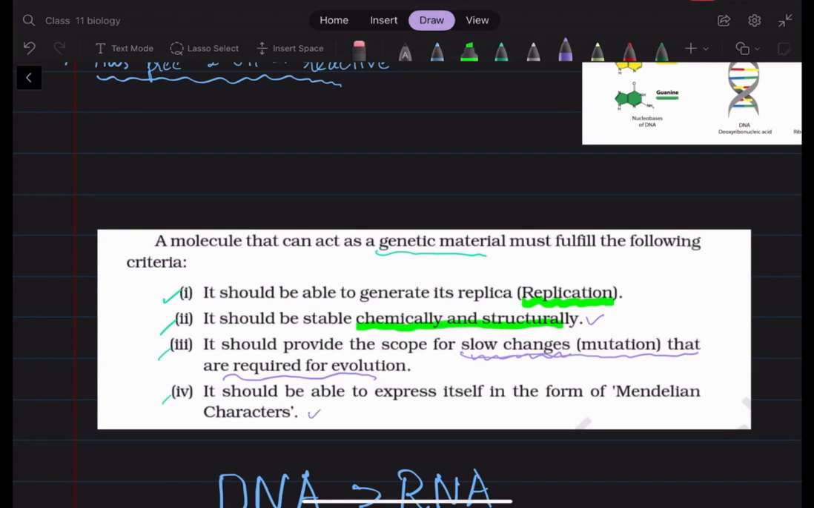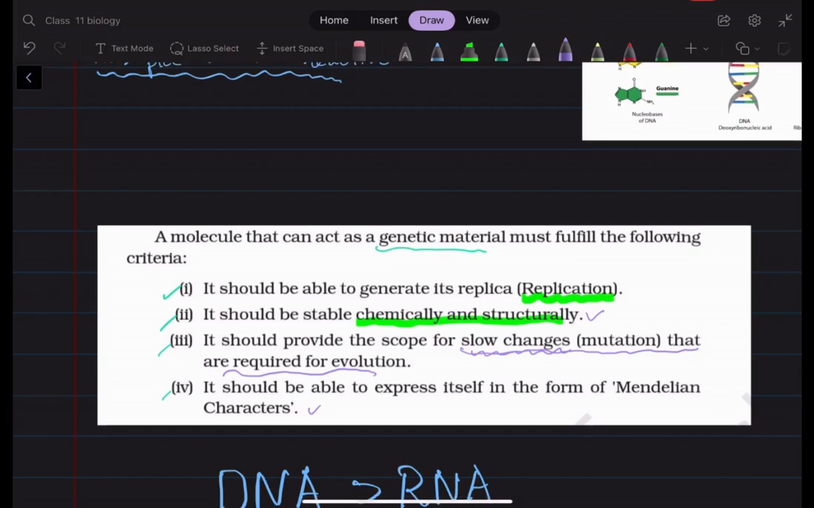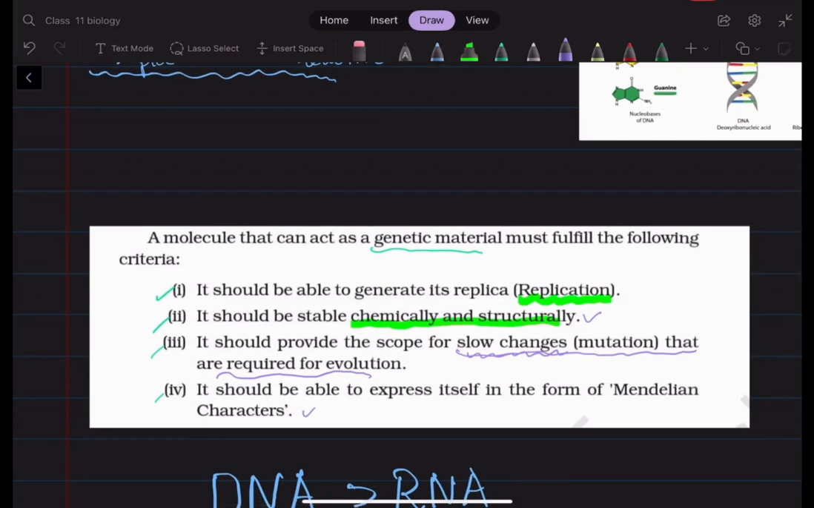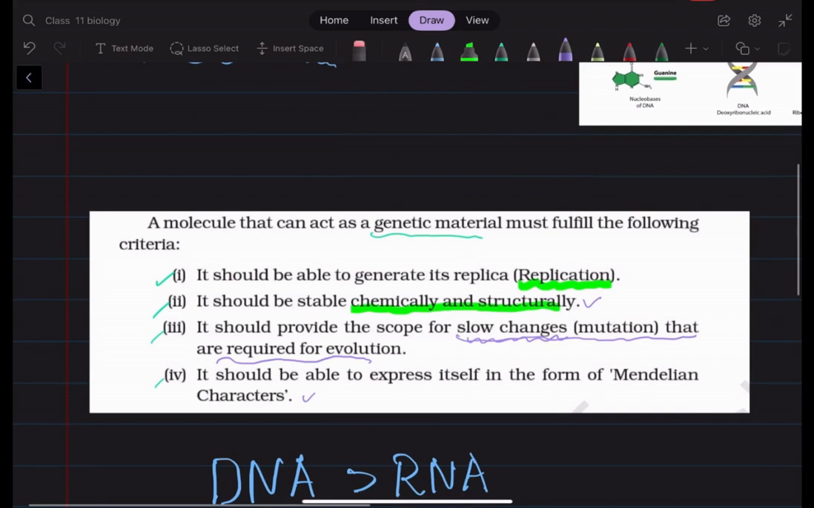Mendelian characters, in the sense, we saw the laws of inheritance and all that, right? When a particular allele expresses itself over another allele, it is said to be dominant and the other is said to be recessive. That is what is meant here.